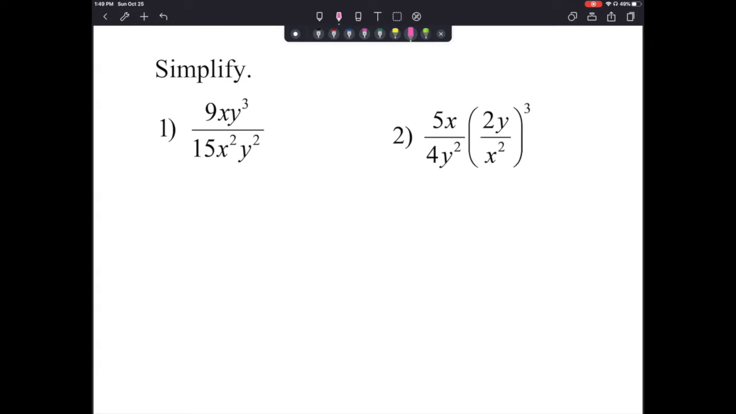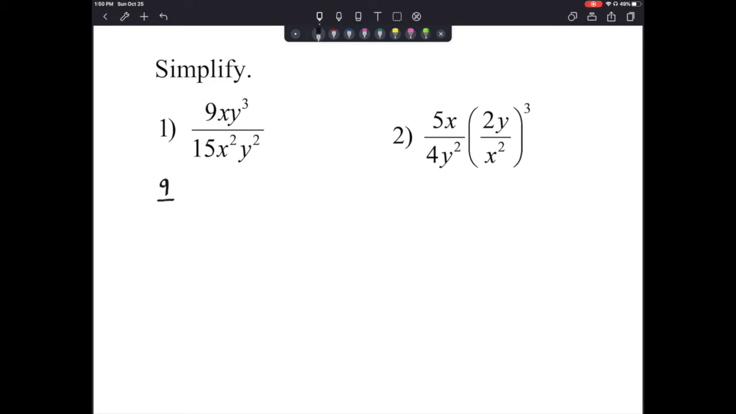First one says simplify. We have 9xy to the third over 15x squared y squared. When we see a monomial like this, that means there's no addition or subtraction happening. We just have a product in the top and a product in the bottom. We can take this and break this apart into compatible parts here. For instance, I have 9x to the first, y to the third. I can take that and let's just kind of break this apart.